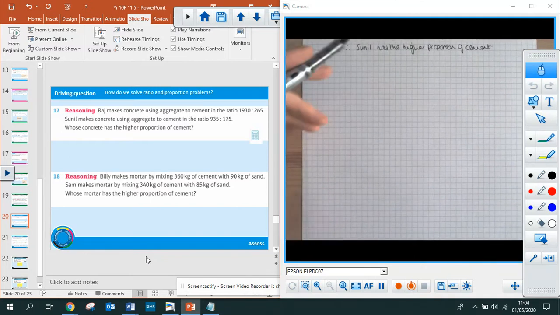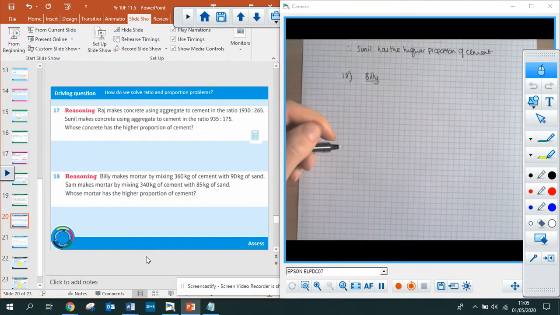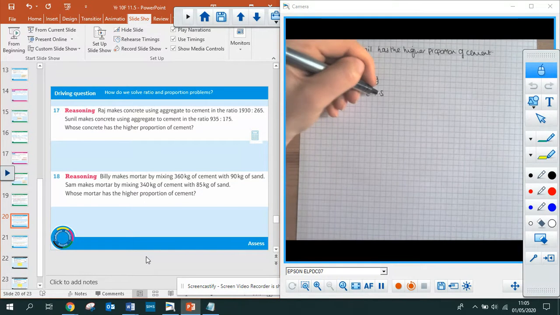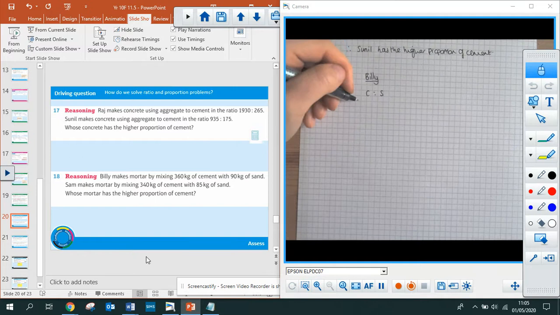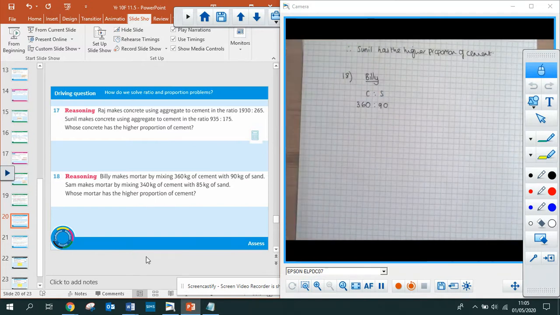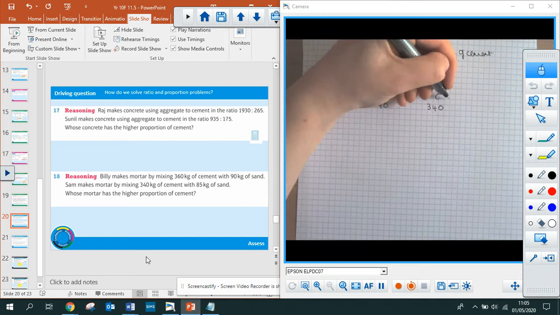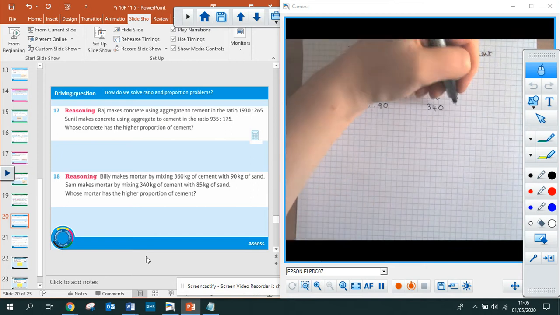Question 18. Billy makes mortar by mixing 360 kilograms of cement with 90 kilograms of sand. So we have Billy, and he makes mortar by mixing cement to sand, 360 kilograms of cement to 90 kilograms of sand. So that's Billy. Sam makes mortar by mixing 340 kilograms of cement with 85 kilograms of sand.